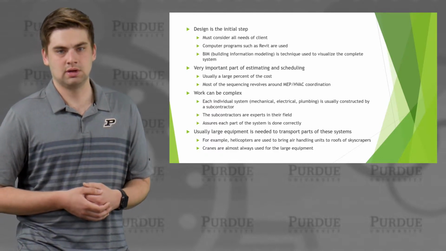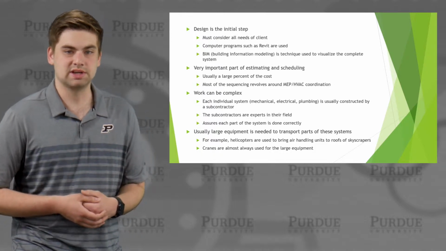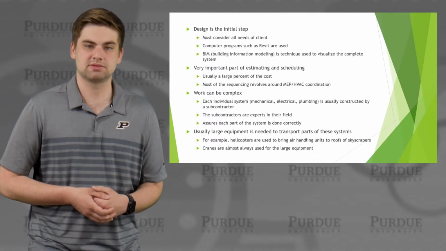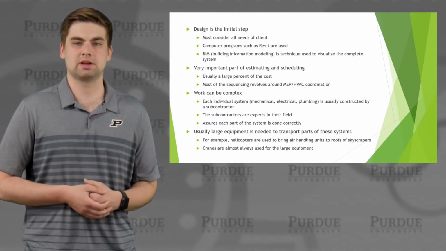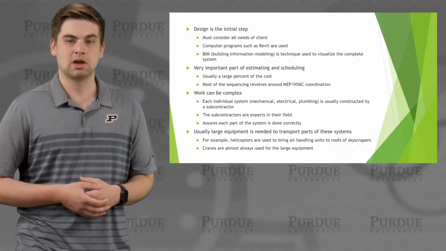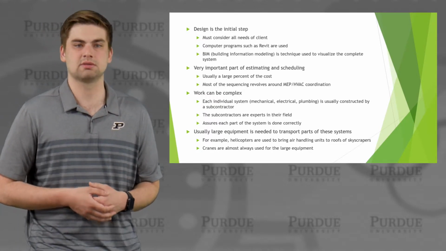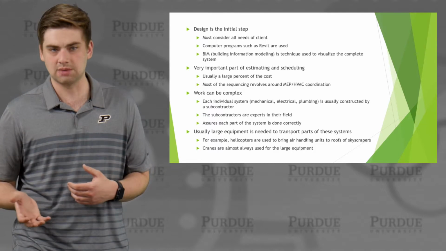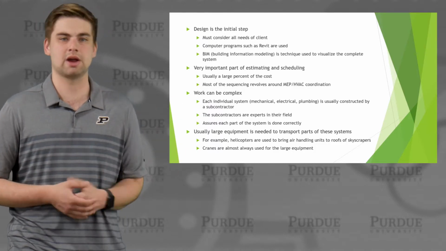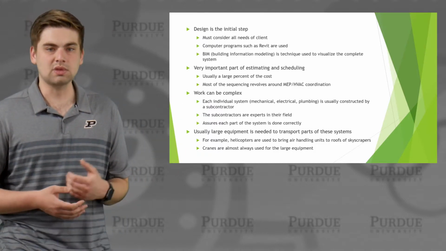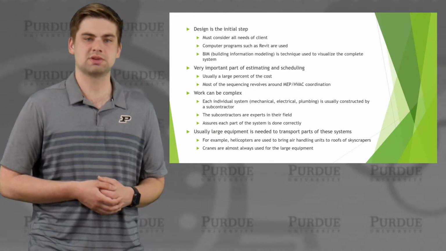It's very important. Usually large equipment is needed to transport parts of these systems. For example, helicopters are used to bring in air handling units to the roofs of skyscrapers, very heavy objects going very high up in the air. Cranes are almost always used for large equipment as well.